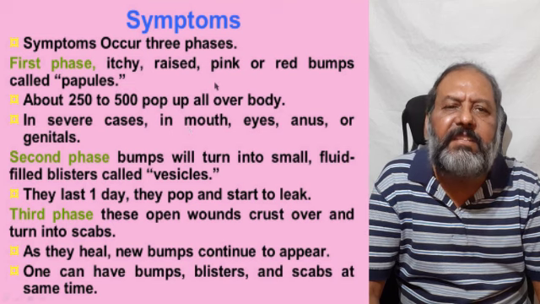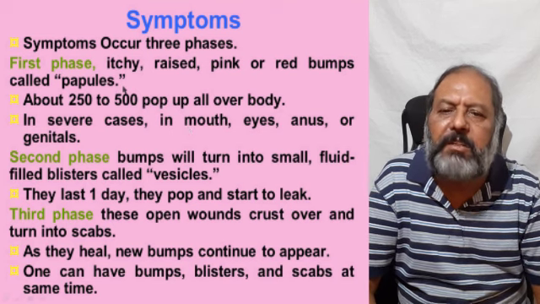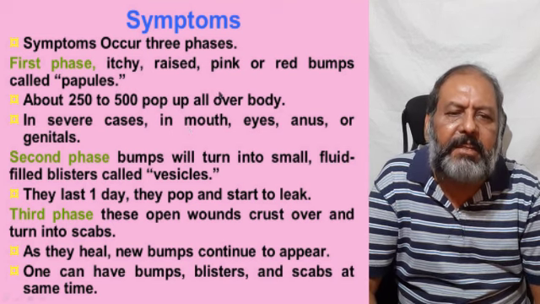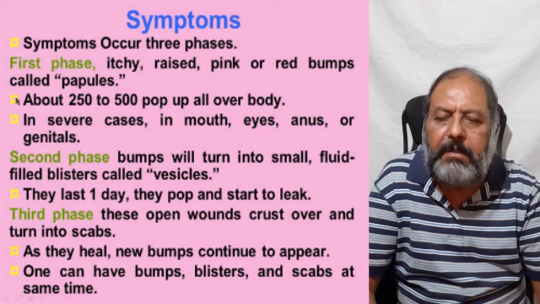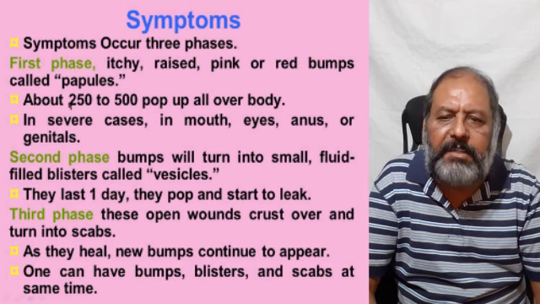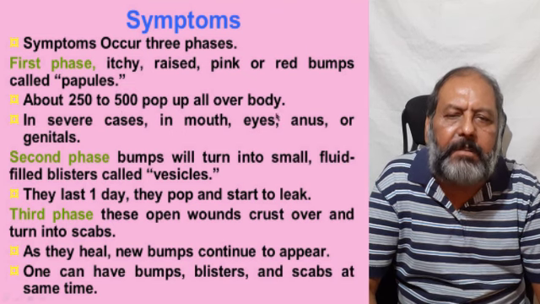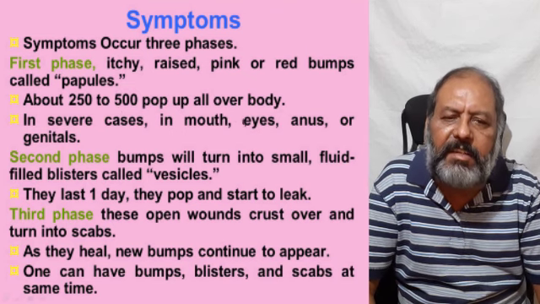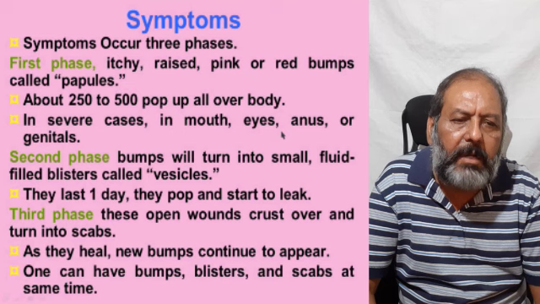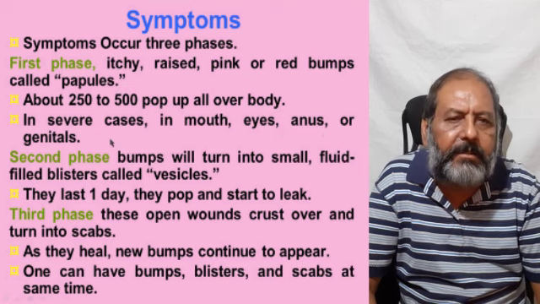Symptoms occur in three phases. In the first phase, itchy, raised pink or red bumps called papules appear. These are about 250 to 500, and they pop up all over the body. In severe cases, they are seen in the mouth, eyes, anus, or the genitals.